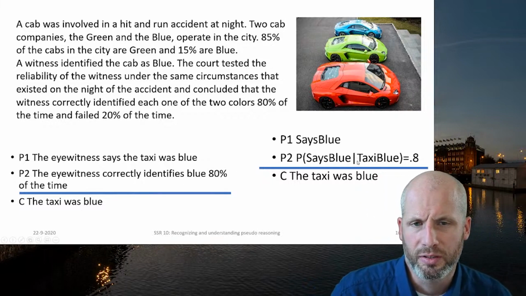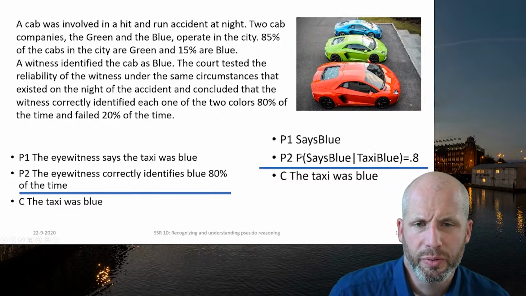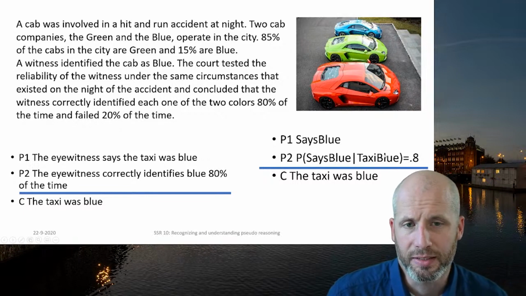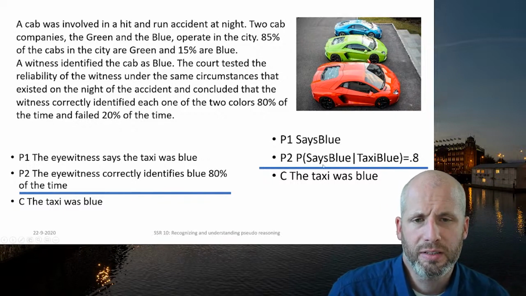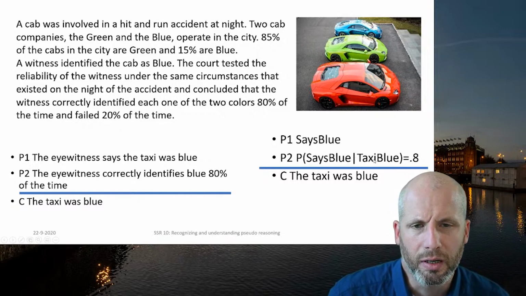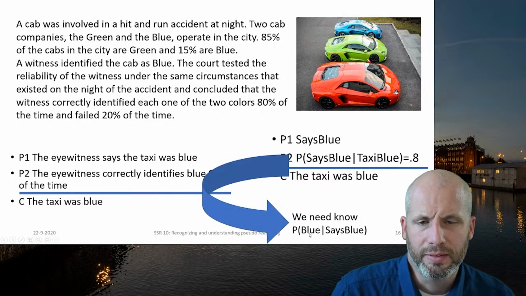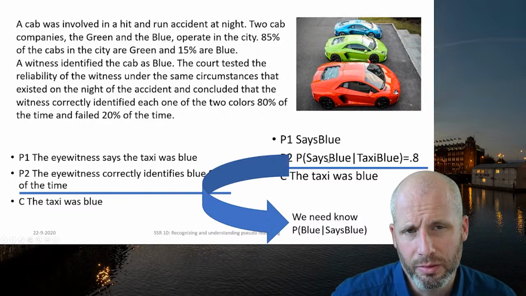So premise one says that the witness says blue. Premise two is the probability that the witness would say that the taxi is blue given that the taxi was indeed blue is 80%. And then we're concluding the taxi is blue. So this is an important step, that you learn to recognize that the information given here about the witness being correct can be translated to a type of conditional probability depicted here. And that you recognize that what we need to know is the probability that the taxi is blue given that the witness says it's blue, and that what we have is the inverse.